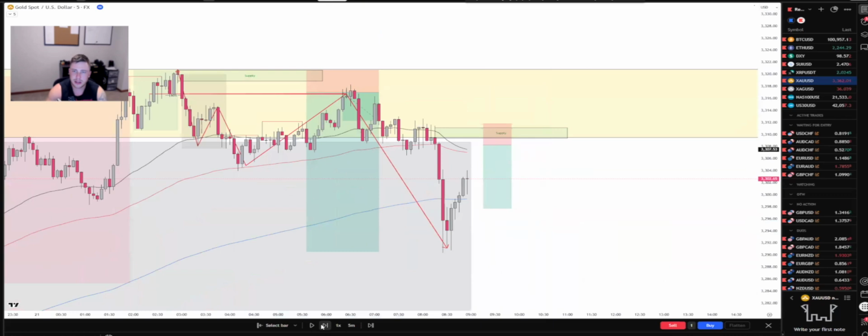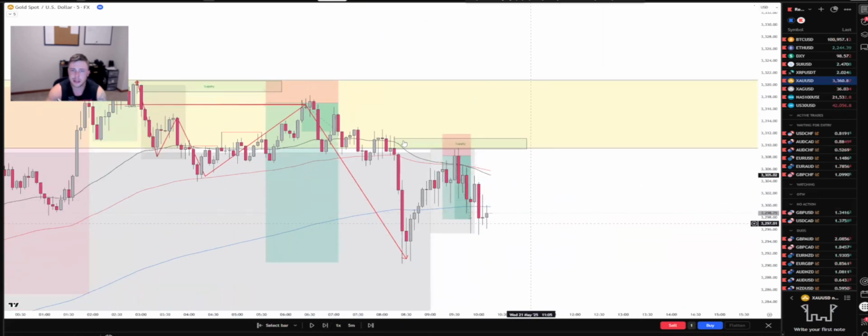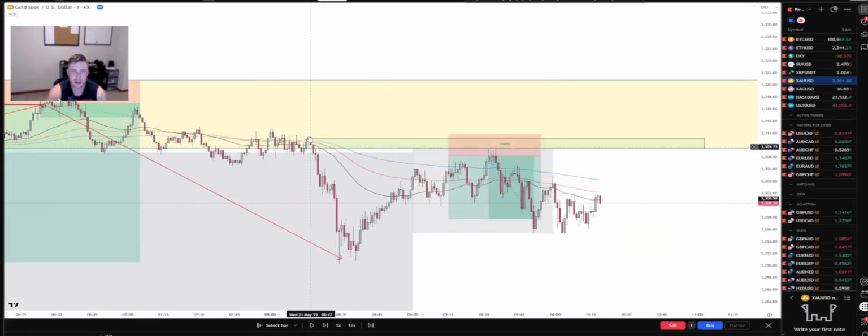So this should be an in-session trade. Okay, yep, this is an in-session trade because this is an inducement here. And then fine-tune to the 1 minute. You can see here's your 1 minute supply zone, came in, retouched, and sell.